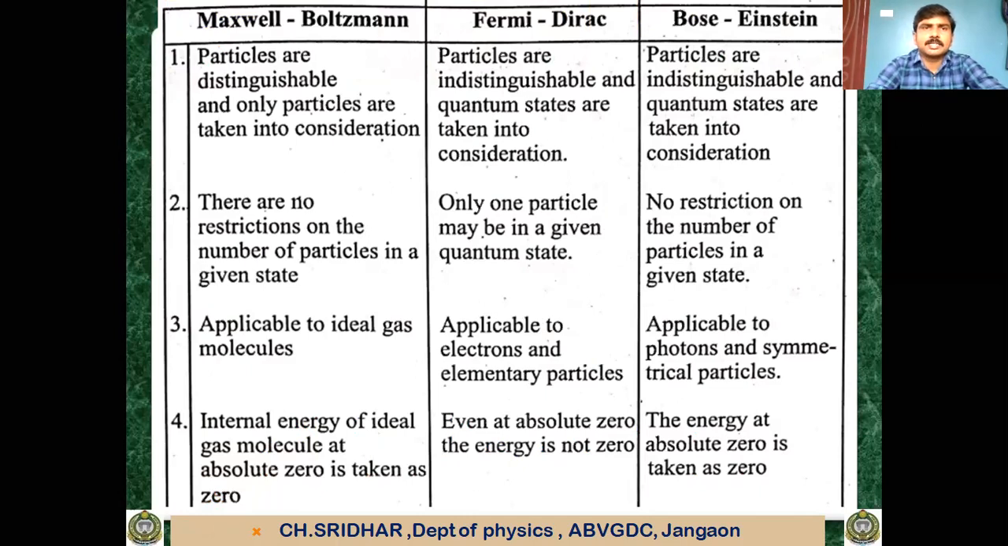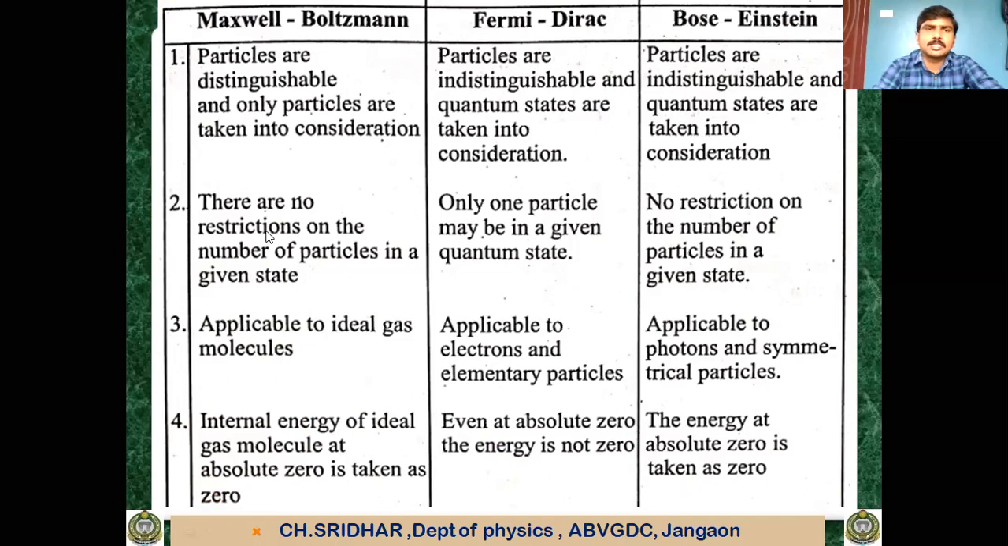As far as the particles are concerned, in the case of Maxwell-Boltzmann, the particles are distinguishable, and only particles are taken into consideration. In the case of Fermi-Dirac, particles are indistinguishable and quantum states are taken into consideration. Here particles are taken into consideration, here quantum states are taken into consideration. And in the case of Bose-Einstein, the particles are indistinguishable and quantum states are taken into consideration.